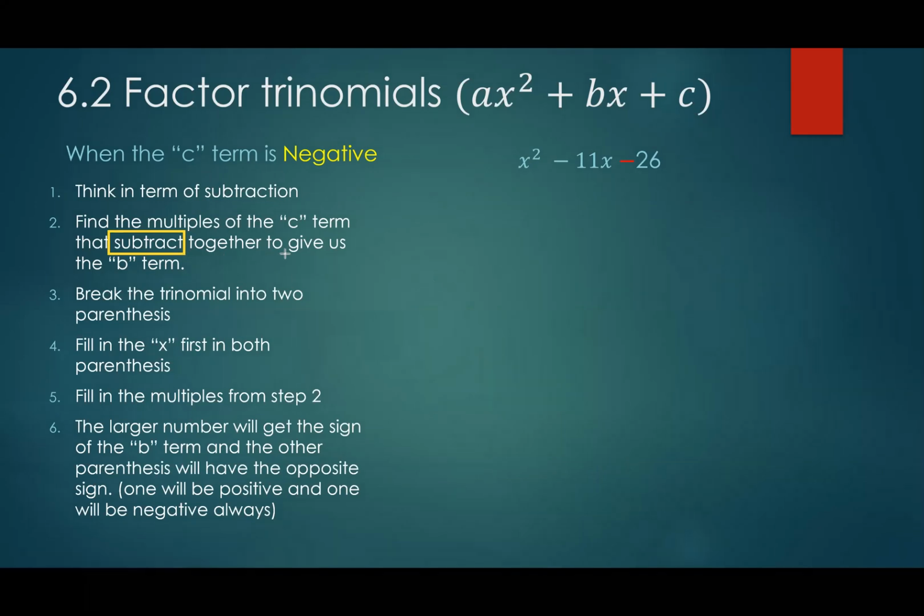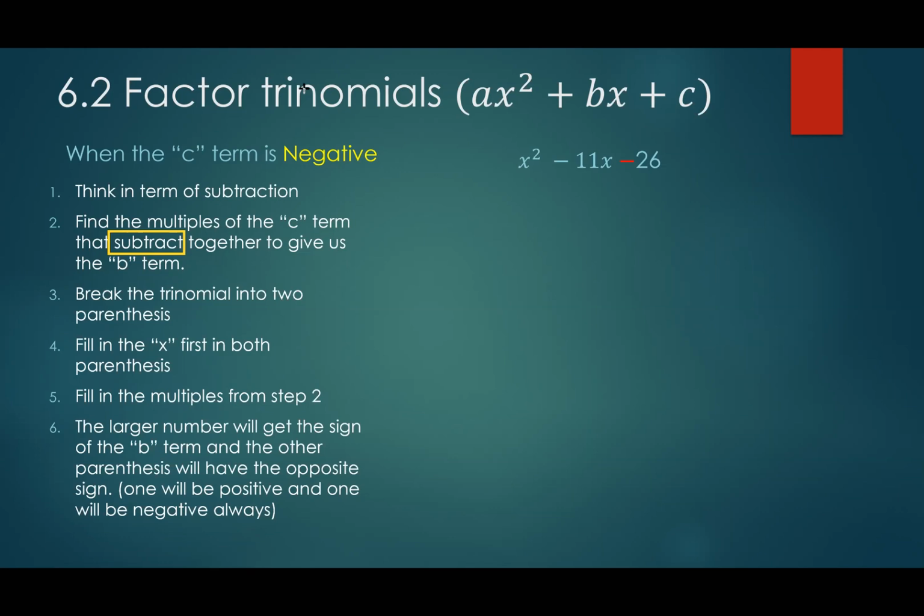We still do the same thing as before. We still find multiples. Our goal is still the same: we try to find two numbers that multiply to give me the C term, but instead of adding, we think in terms of subtraction to give us the B term, okay? We try to find two numbers that multiply to give you the last item, but subtract to give you the middle item. Everything else is the same. The only difference is the last step, and I will mention that when we get there.